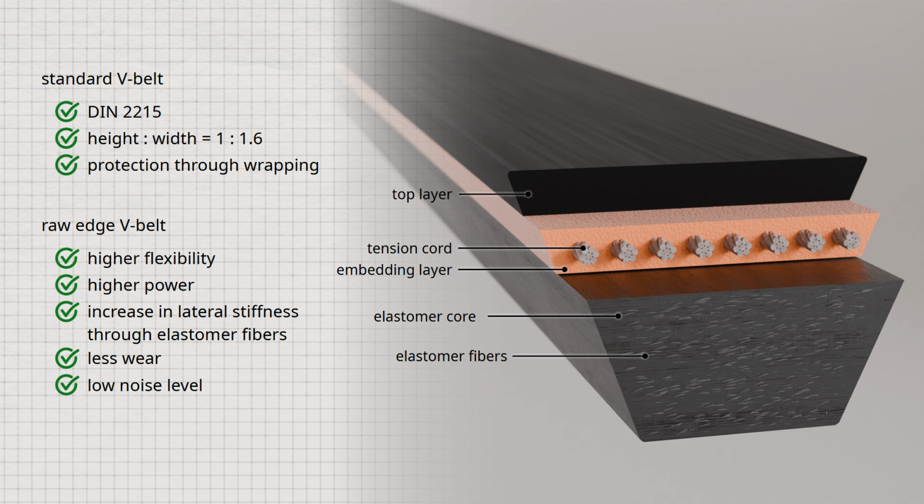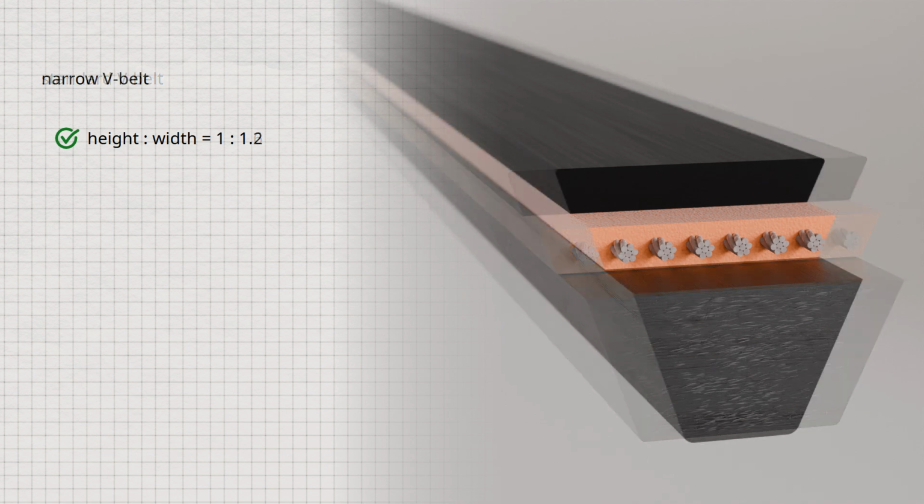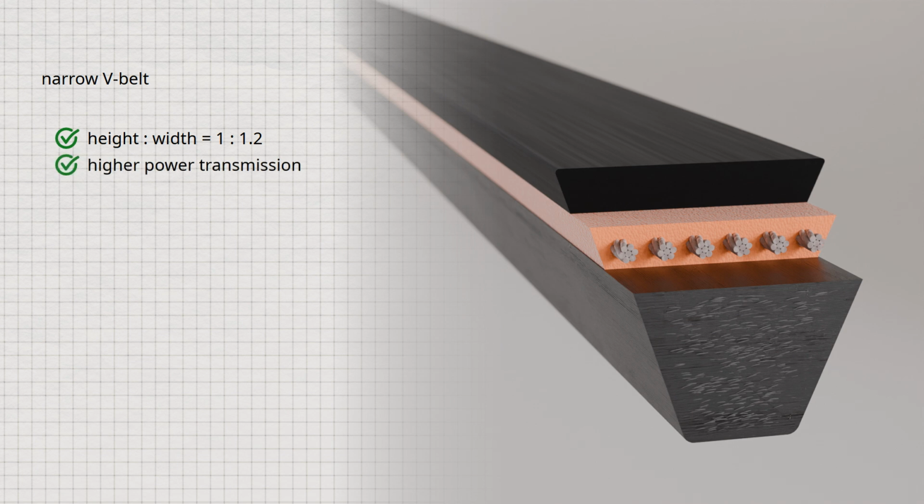In addition, unlike wrapped V-belts, the raw edges can be ground, making it possible to produce belts with tighter tolerances. Compared to classic V-belts, narrow V-belts have a more favorable height-to-width ratio of 1 to 1.2. The greater height, for the same width as classic V-belts, allows for greater power transmission. Conversely, the belt width can be significantly smaller for the same power transmission.